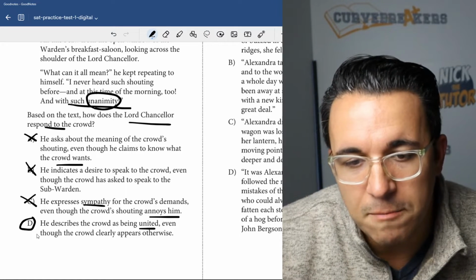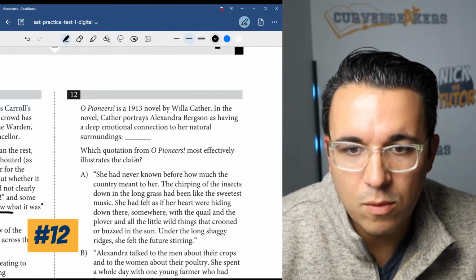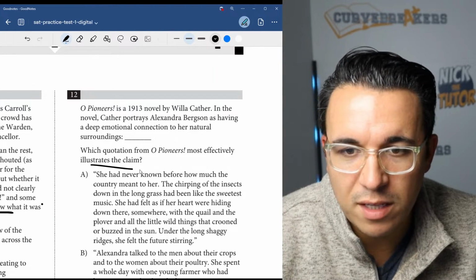So I'm going to go with choice D. That is the correct answer. All right, let's get into number 12. Which quotation most effectively illustrates the claim?